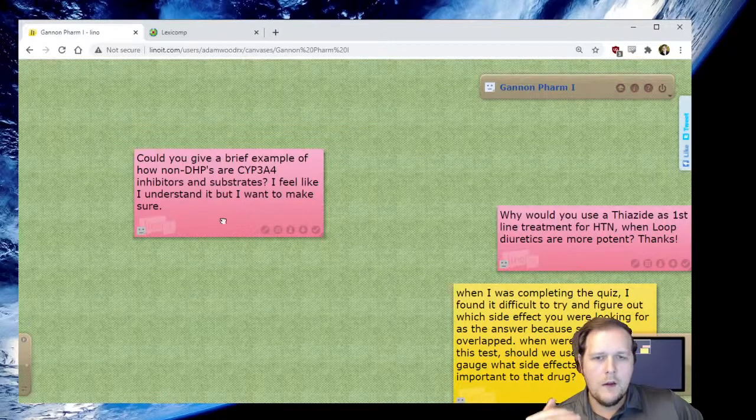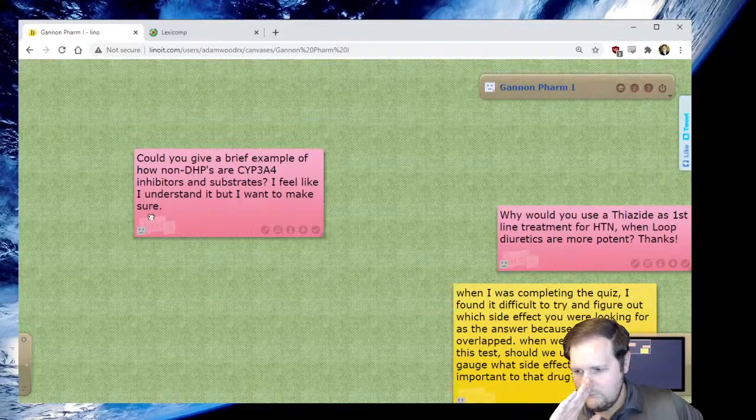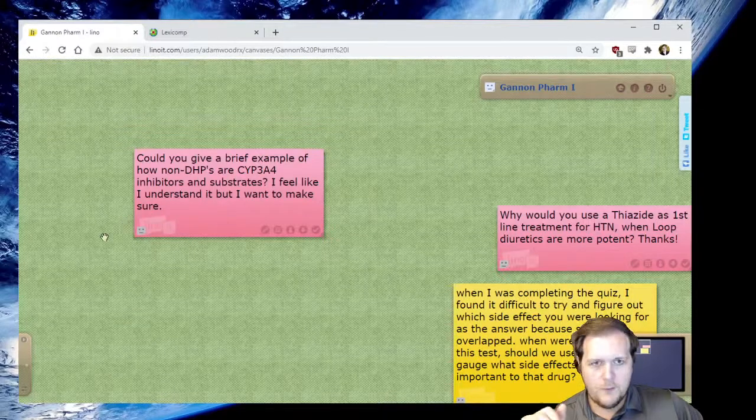So that's one way. If I have someone who's taking simvastatin, which is a CYP3A4 substrate, and then I add on verapamil, that is going to cause levels of simvastatin to go up. Okay? Because verapamil is a CYP3A4 inhibitor.